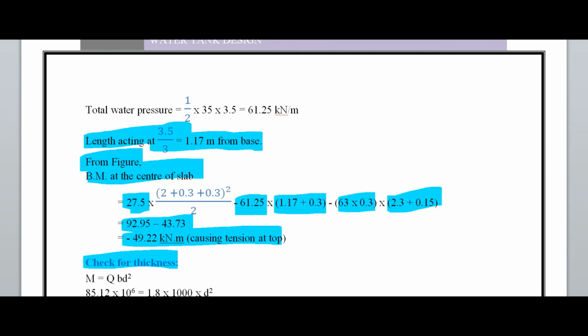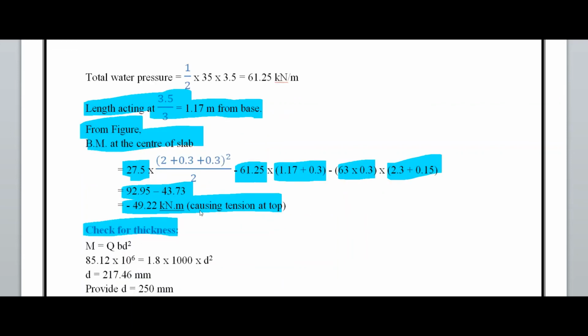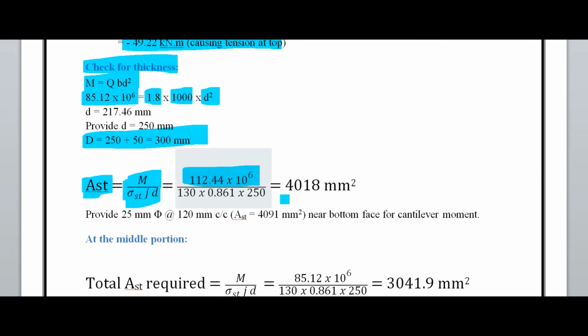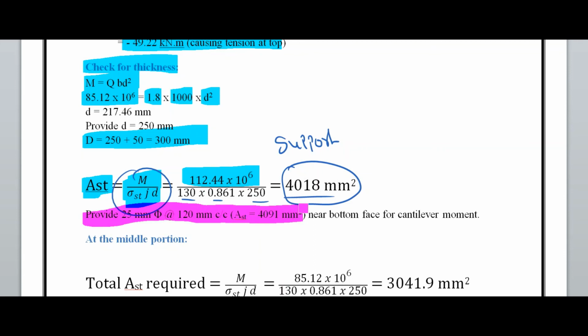So check for the thickness. We have M is equal to QBD square. We use the maximum moment here, 85.12. So 1.8 into 1000 into D square. So provided D is 300 mm. So by the AST, moment is 112 at the support, 112 into 10 raised to 6. So 130.86. So 4018 mm square at the support, which is the maximum moment. We use it designed for the support. Reinforcement: provide 25 mm dia at 120 mm center to center near bottom face for a cantilever moment.